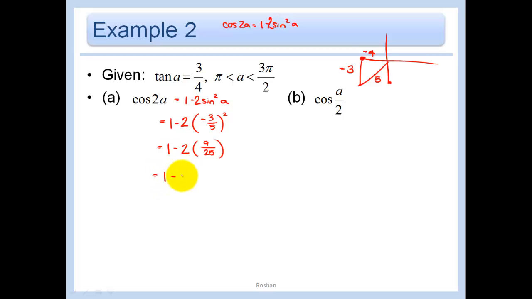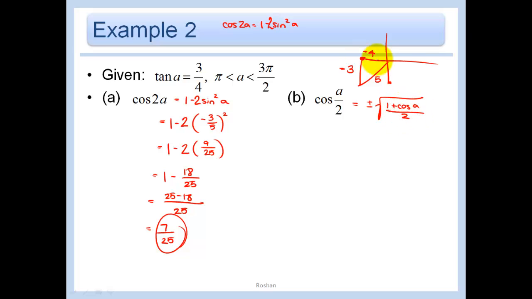1 minus 18 over 25. Let's get a common denominator. 1 could be written as 25 over 25. And 25 minus 18 is just 7. 7/25 is our answer.